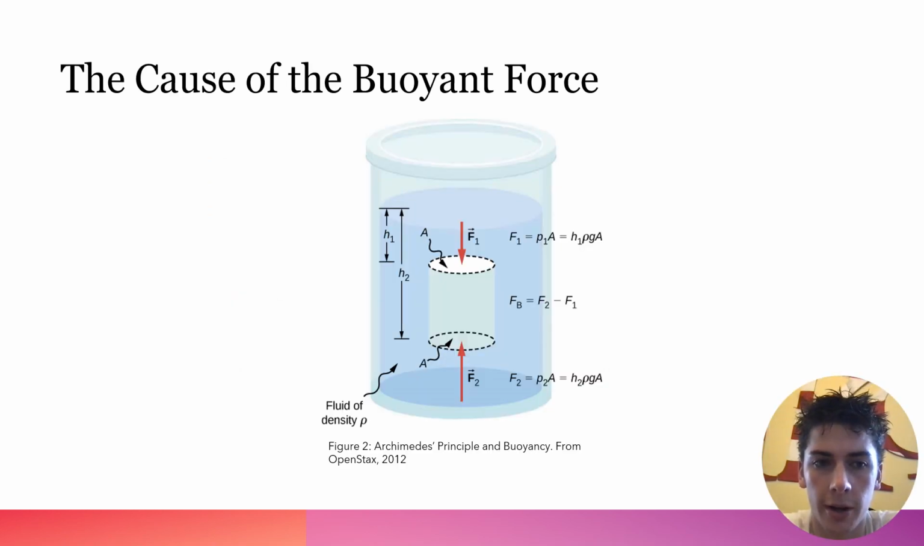Now we're going to look at the cause of the buoyant force. Compared to the force of gravity on a submerged object, the buoyant force can either be greater, meaning that the object in liquid will float or rise towards the surface. The buoyant force can also be less than gravity, which means the object will sink. And when the force of gravity is equal to the buoyant force, the object will remain at whatever depth it is at.